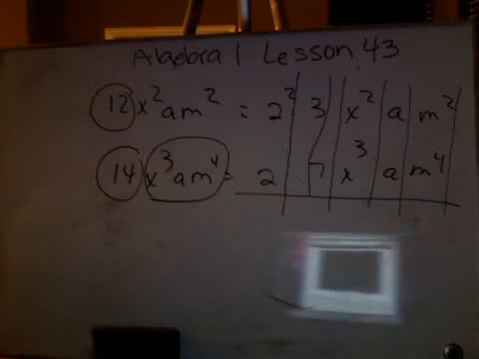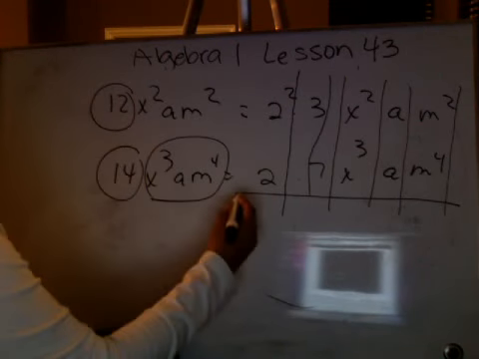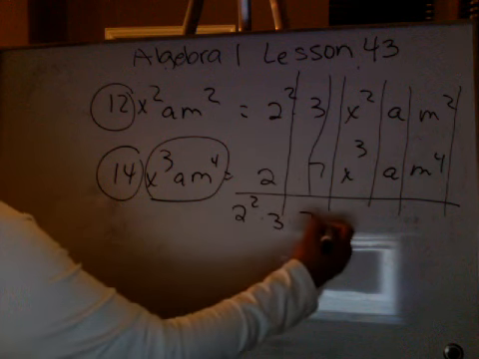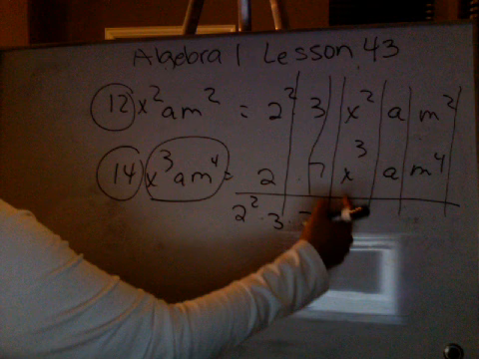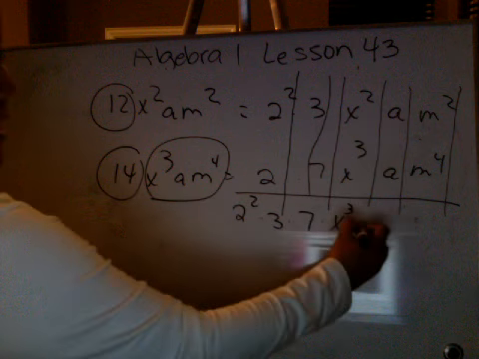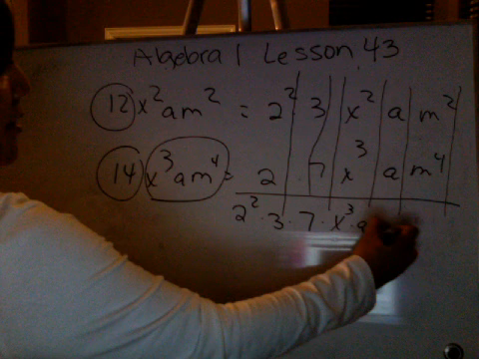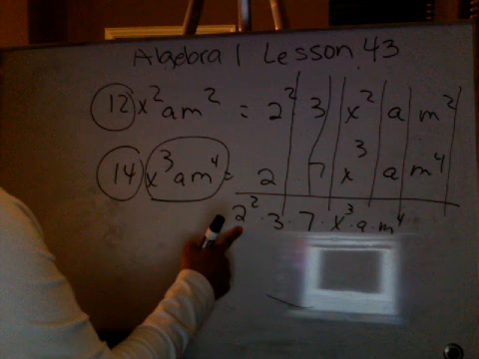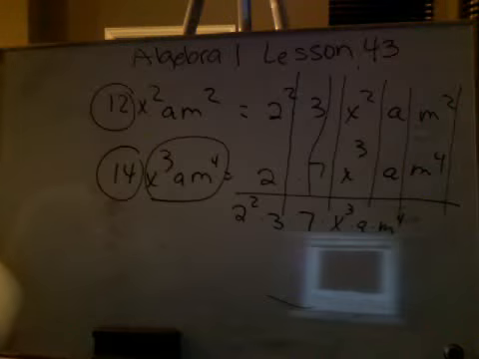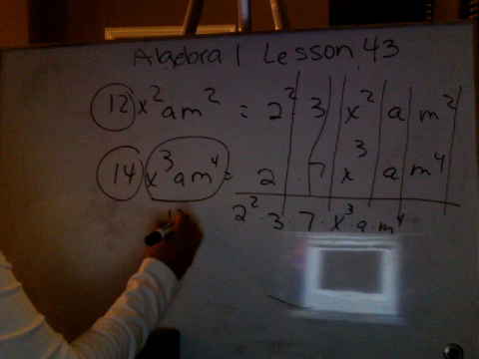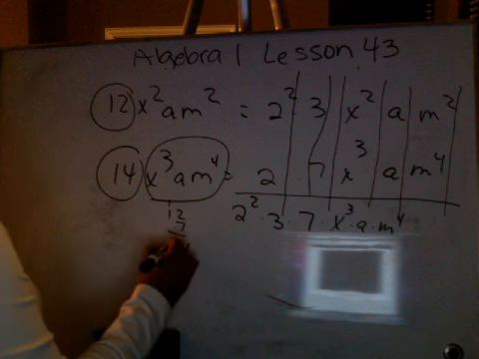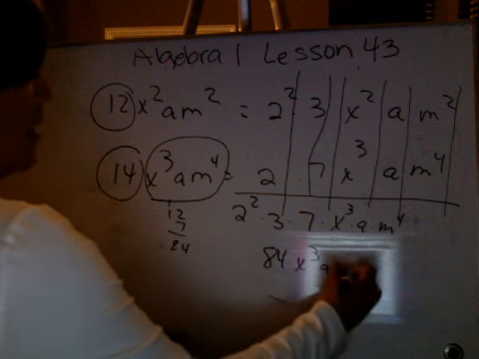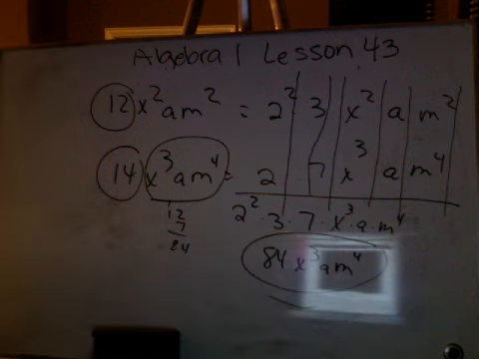Let me turn this a little bit more. So you're going to take out a 2 squared, and a 3, and a 7. What do we take out here? X cubed, that's correct. Here you're going to take out an a. Here you're going to take out m to the 4th power, because 4 is the highest power. Then you multiply. 2 squared is 4, times 3 is 12, and 12 times 7. You can come over here if you need to. Okay, so it's 84 x cubed a m to the 4th. And that's your answer. Okay?